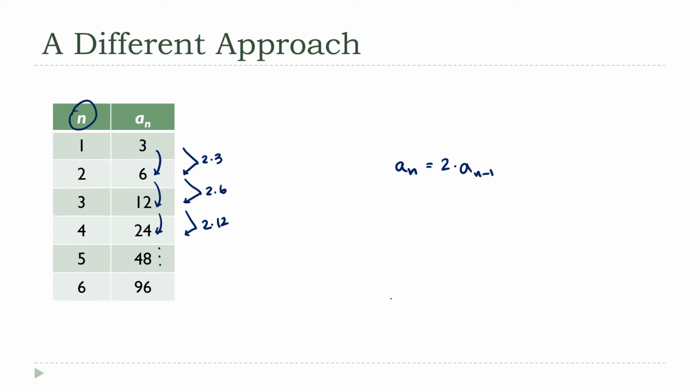Now, to make this definition complete, we also have to specify an initial value, right? So here in this case, I would say a sub 0, or we started at 1 over here, didn't we? So let's do 1. A sub 1 is equal to 3.